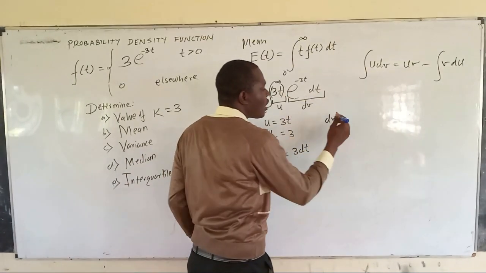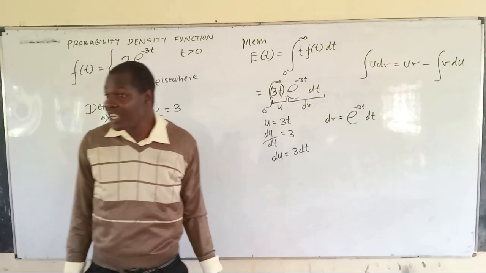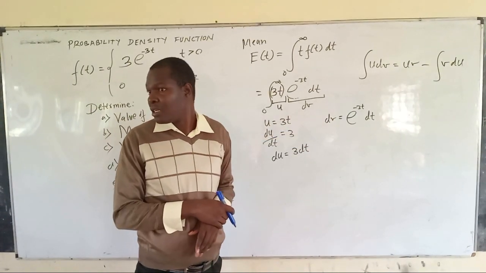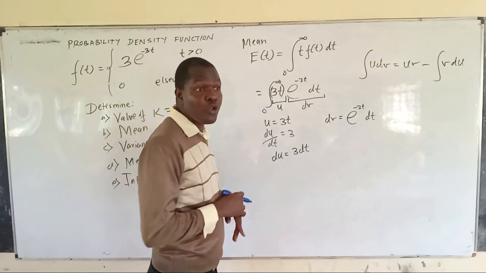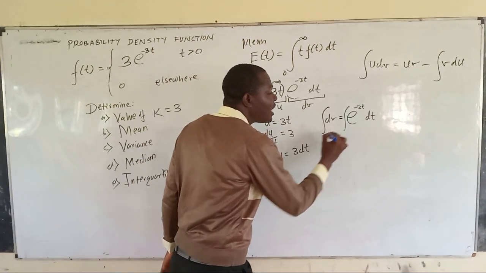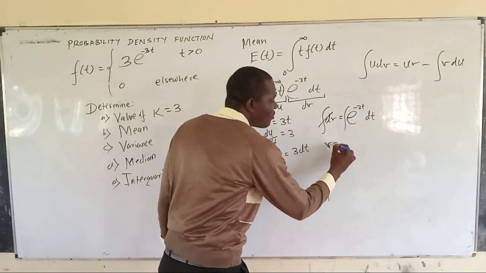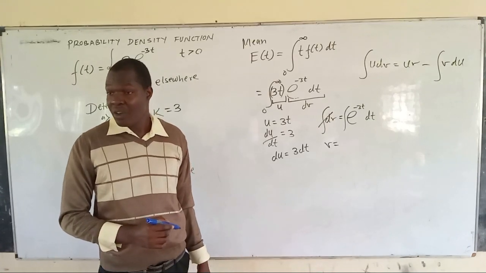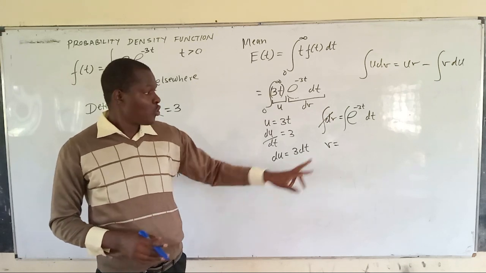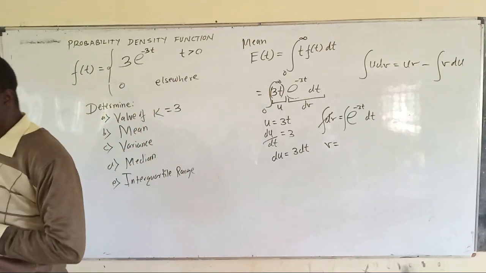So dv you found is exponential minus 3t dt. The whole of the remaining part is dv. Now, if you have dv, how do you get v? You have to remove d to remain with v. d is a total derivative, so to remove it means we introduce integral on both sides. The integral goes with d, with v. When there's nothing in front here, we treat it as a total derivative. So you remain with v as the integral of exponential negative 3t.